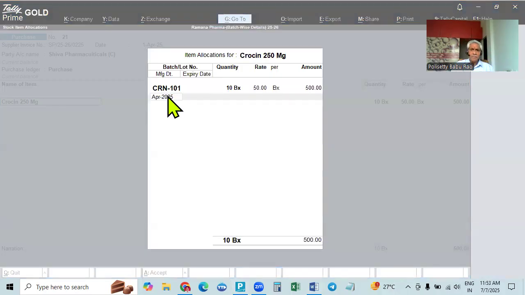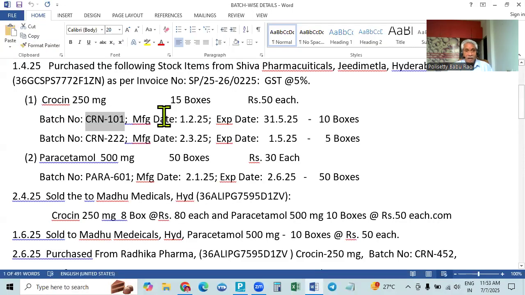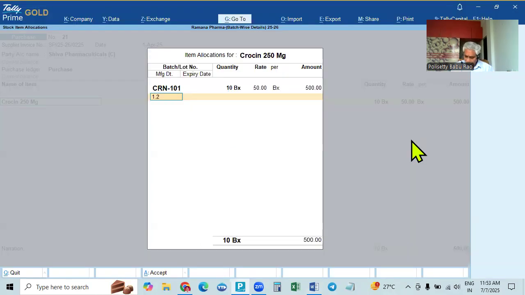But we purchased today, and when you purchase from them, their batch number will be there. So here we have to give the actual manufacturing date, 1 to 25. We have to give the year also, because it may have been manufactured in the last year, and it will expire only after 1 or 2 years sometimes.